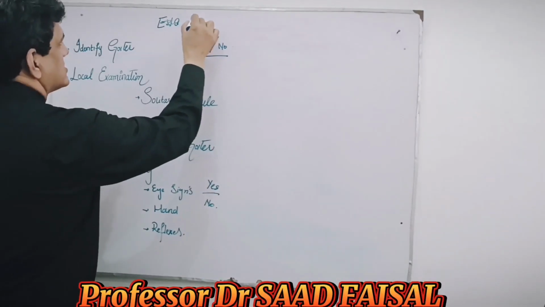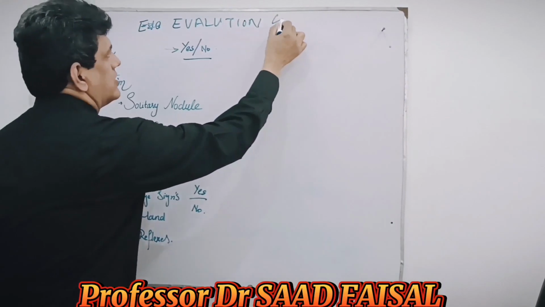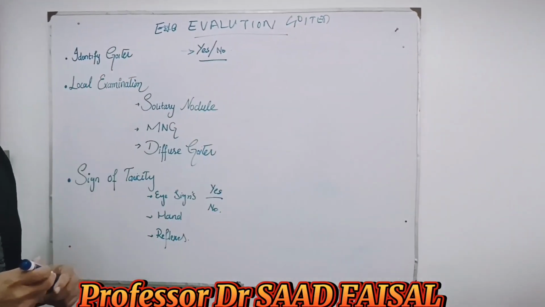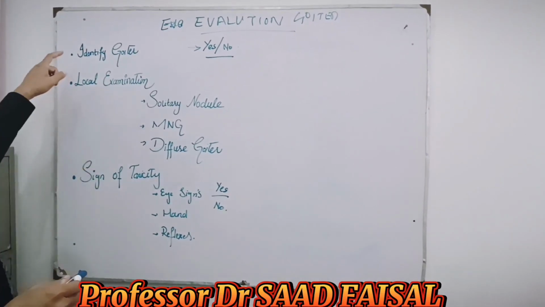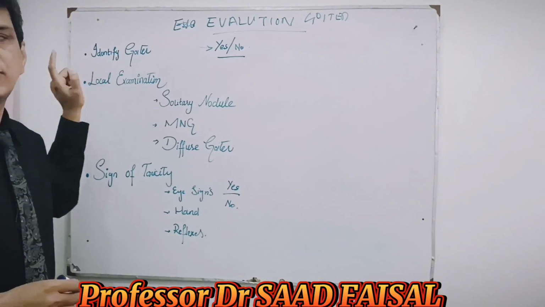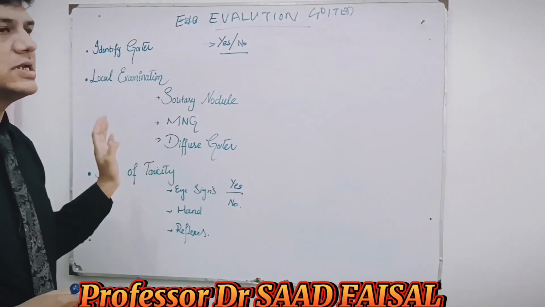We are going to start the evaluation of the thyroid gland, evaluation of goiter. The very first step in evaluation is the identification of goiter. Goiter presents as neck swelling, a swelling in the neck.